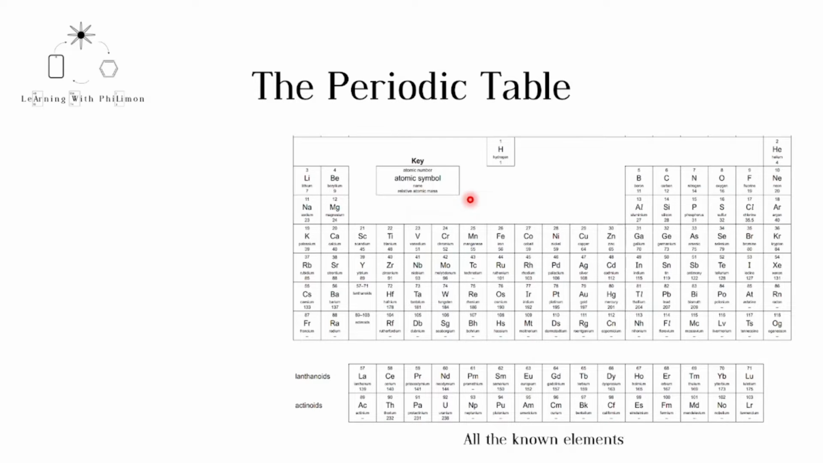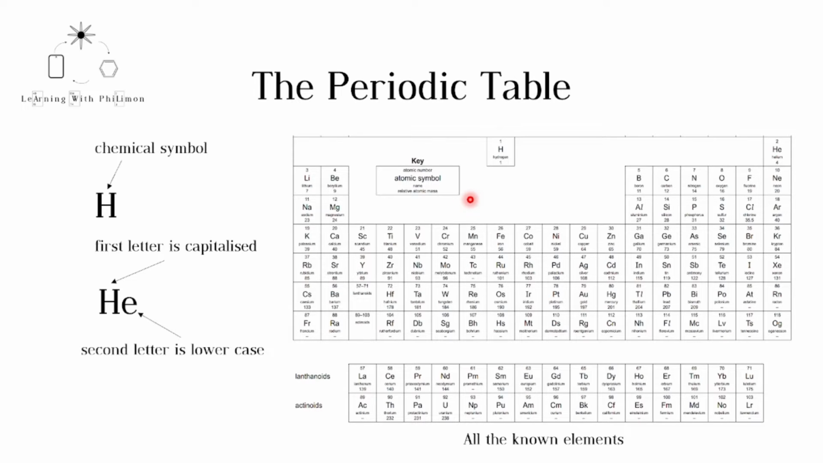Each element is represented by a chemical symbol. This consists of either one or two letters. The first letter is always capitalized and the second letter is always lowercase. For example, hydrogen is represented by the capital letter H, and helium is represented by capital H and lowercase e. These are two examples where the letters used for the chemical symbol match the names of the elements in English.